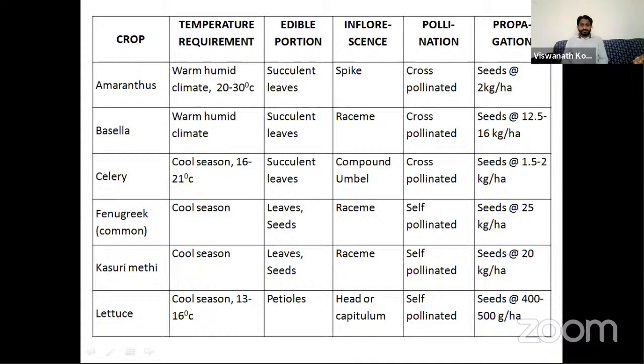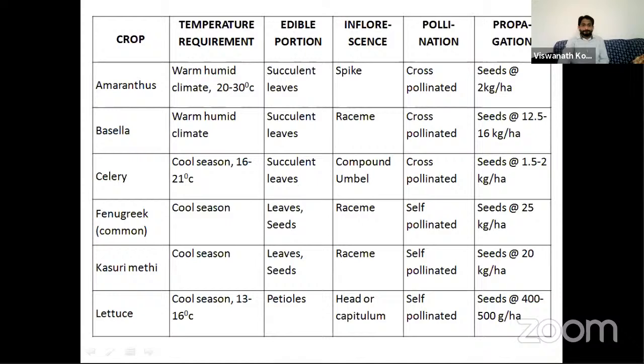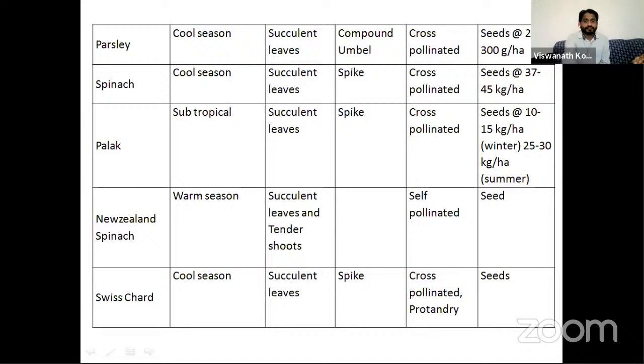There was a question last time on leafy vegetables. Which of the following is the warm season self-pollinated leafy vegetable? That is New Zealand spinach. This was the question last year.